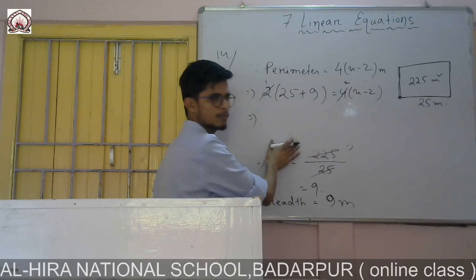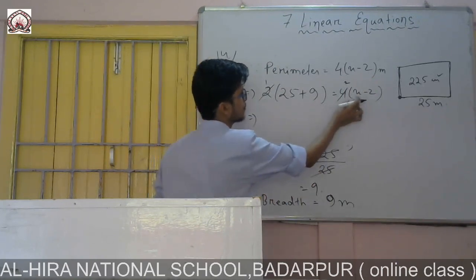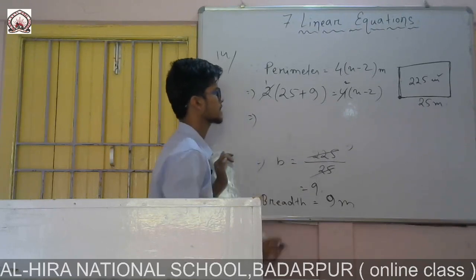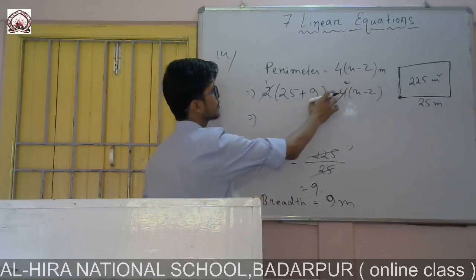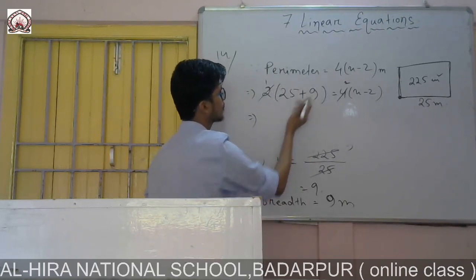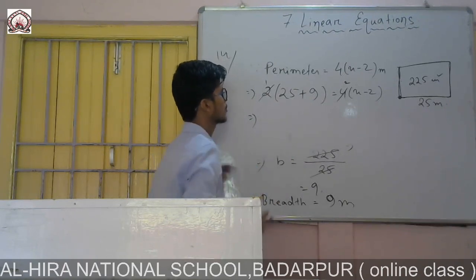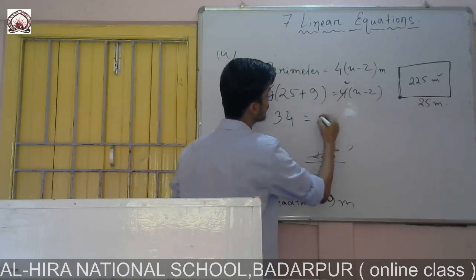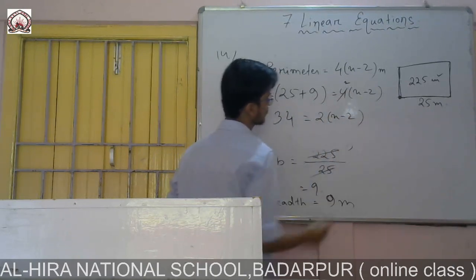Or after solving also you can write, or you can cancel, because you see it is 4 into x minus 2, and there is also 2 into 25 plus 9. So you can do it directly also. There are 2 left and there is 1. So 1 into this one, it is same. So 25 plus 9 will be 34, and that side it will be 2 into x minus 2.